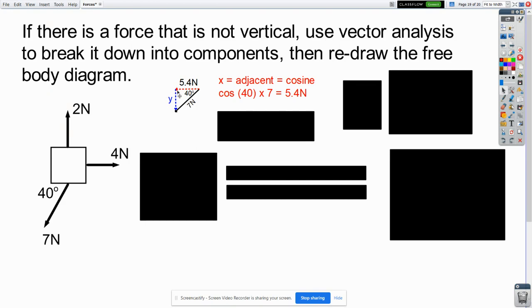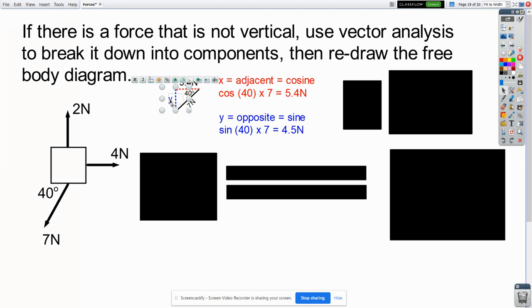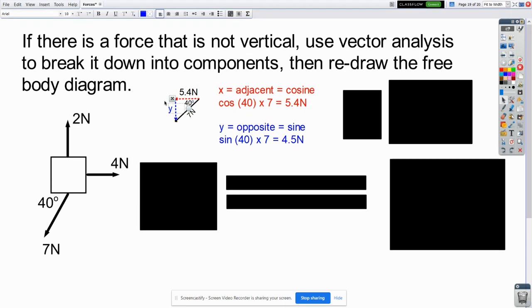To get this side over here, that is the opposite side. And whenever doing opposite side, we use sine, because sine is opposite over hypotenuse. So sine of 40 times 7 will give us 4.5. So I know this side is 4.5 newtons.